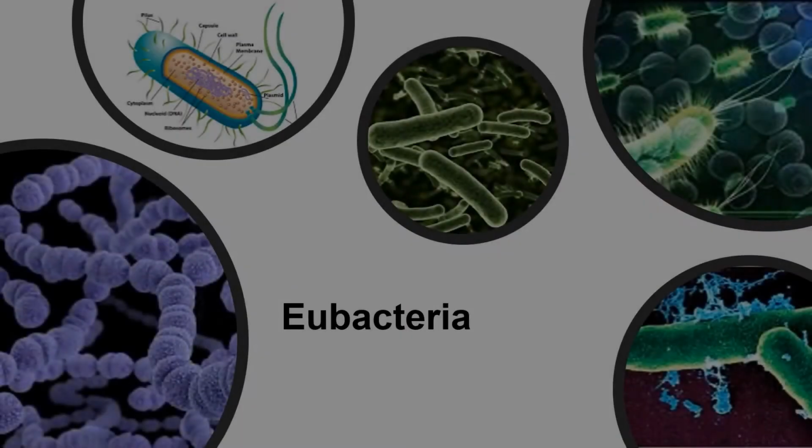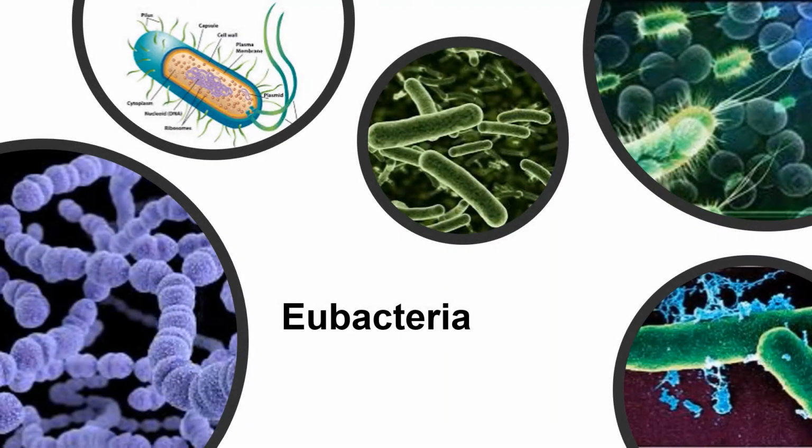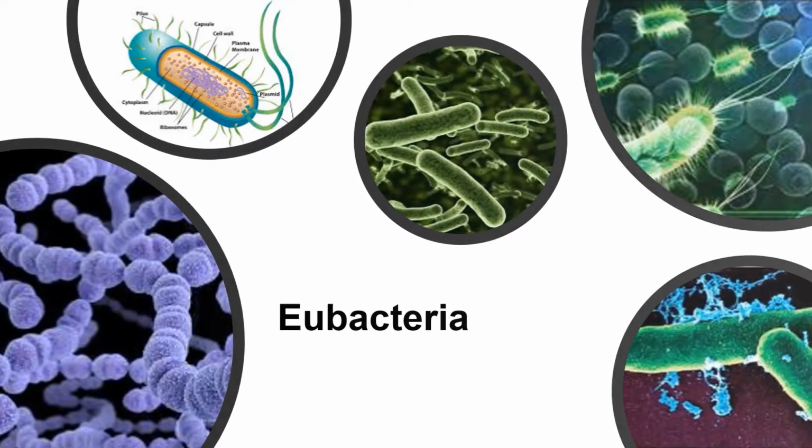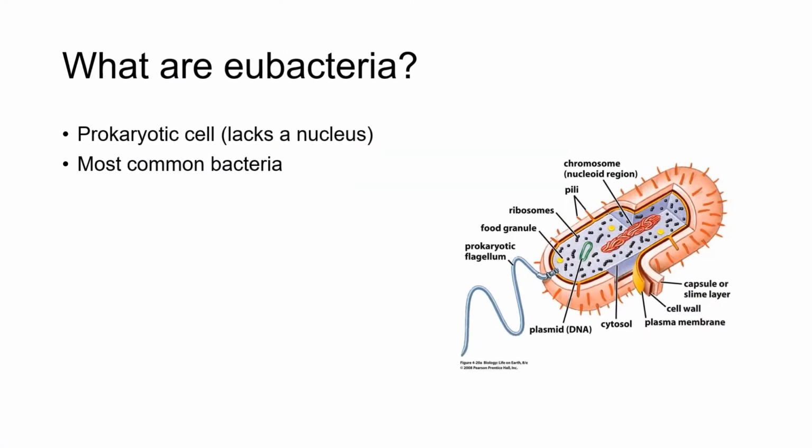In this video, we are going to be looking at eubacteria. Also known as true bacteria, these are prokaryotic cells, lacking a nucleus. Also, they are the most common form of bacteria. We are going to be exploring the main phyla within this taxon and how to classify eubacteria accordingly. Also, we will be focusing on individual species within these phyla.